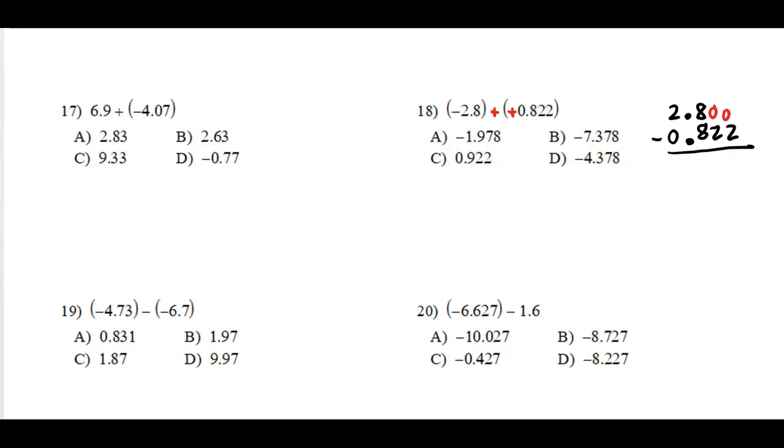I can't do 0 minus 2, so I need to borrow from the 7. So, from the 8. That becomes a 7. This becomes a 10. Now I can borrow from that 10, make that a 9, and make this a 10. So 10 minus 2 is 8. 9 minus 2 is 7. I can't do 7 minus 8, so I borrow from the 2. Make that a 1, make that a 17 now. 17 minus 8 is 9. Put your decimal down, 1.